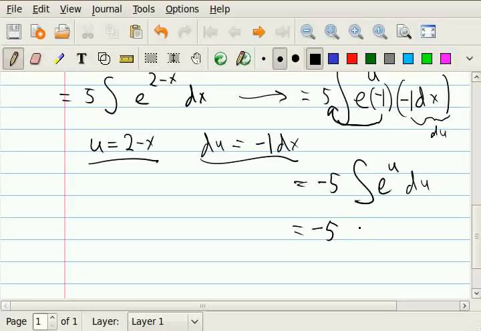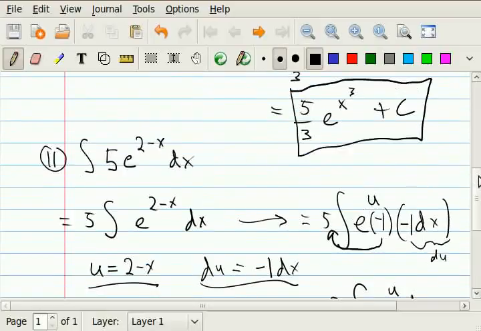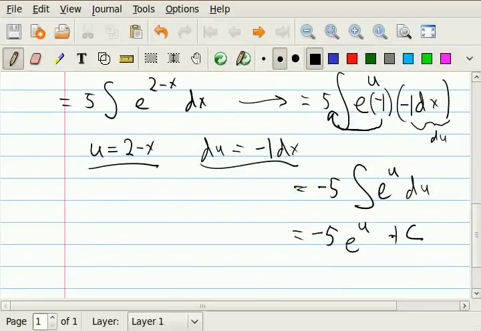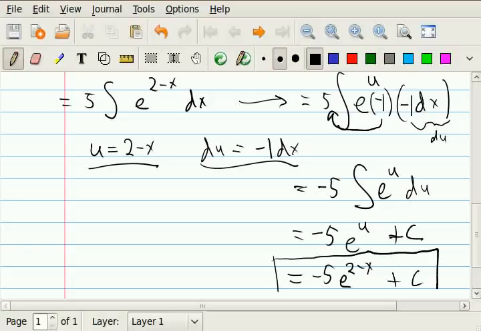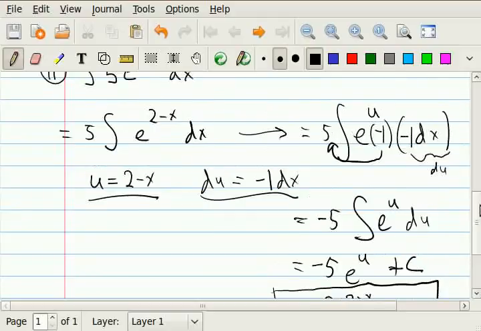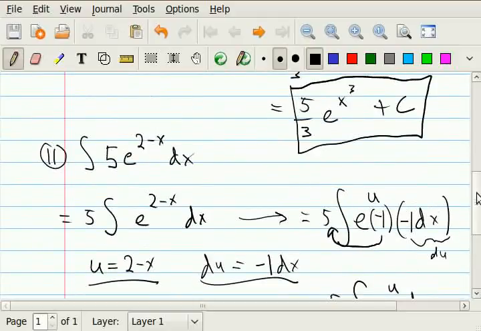We get -5 times the integral, which is e to the u plus c. And remember, this -5 doesn't have to distribute into the constant because it's an unknown constant. If we multiply by -5, it's still an unknown constant. So that's all there is to it: -5 e to the power 2 minus x plus c. And again, like all of the integrals you've done in this chapter, if you're ever uncertain about your answer, you can check it just by computing the derivative of the indefinite integral. If we compute the derivative of this function, we should wind up with the thing we started with, 5 times e to the power 2 minus x.